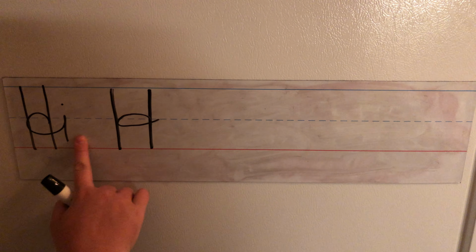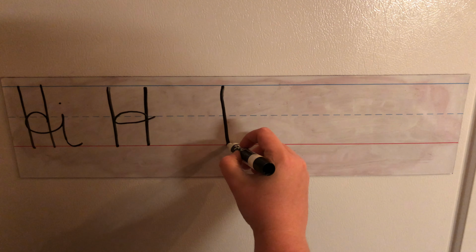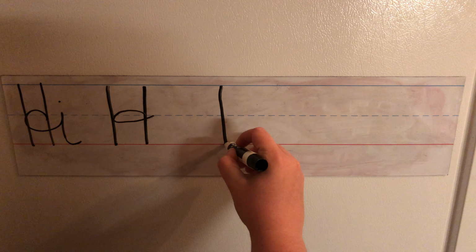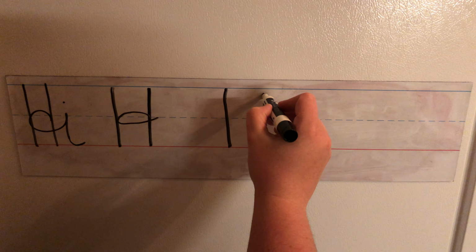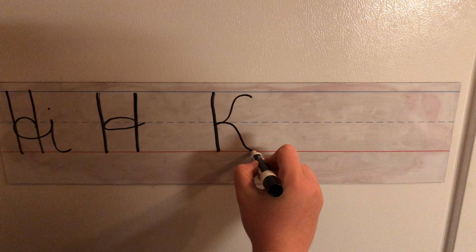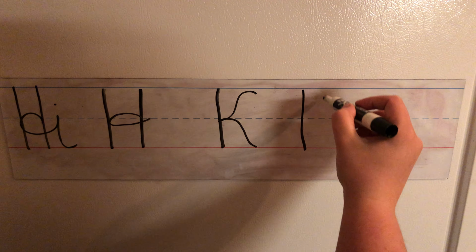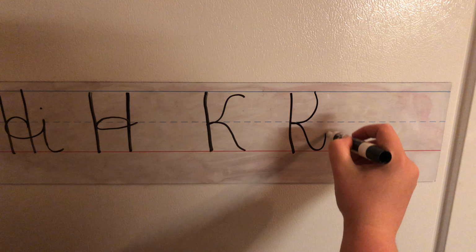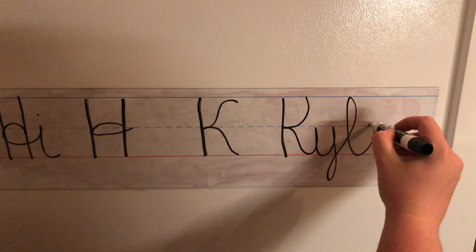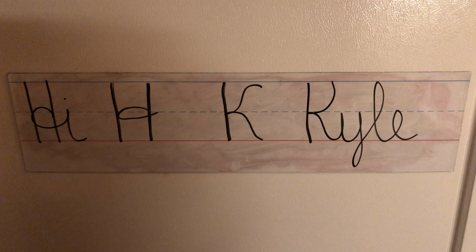So if I were going to write the word high, that would be connected to the red bass line properly. For a K, you're going to start at the top, pull down, and then you're going to make the top and then the bottom. So if I were going to write the word Kyle, sure, let's use that. That connects to the next letter.